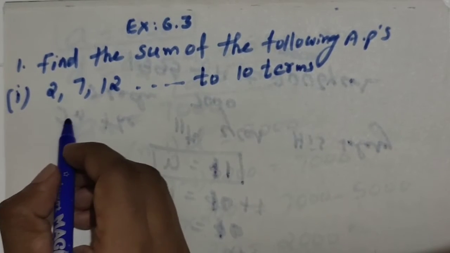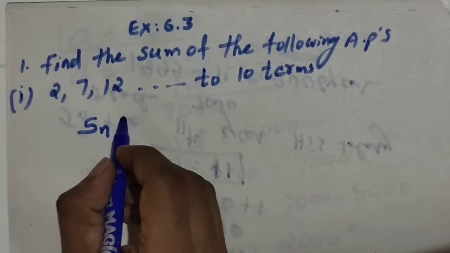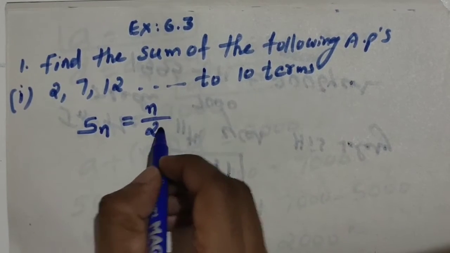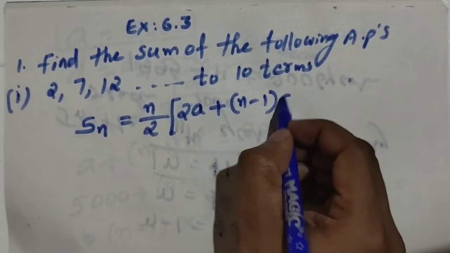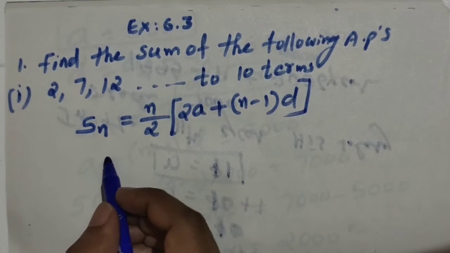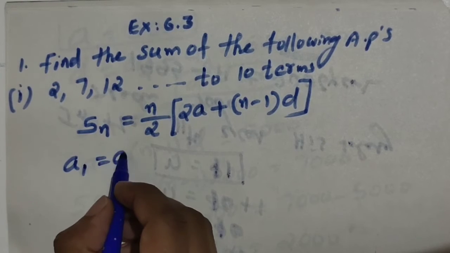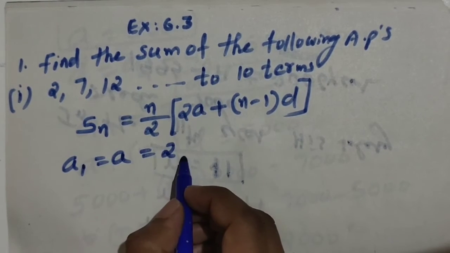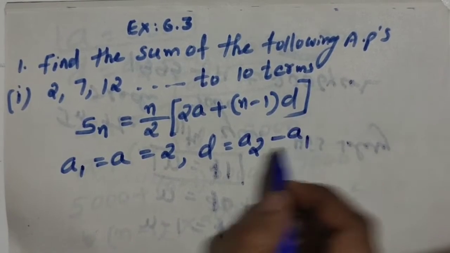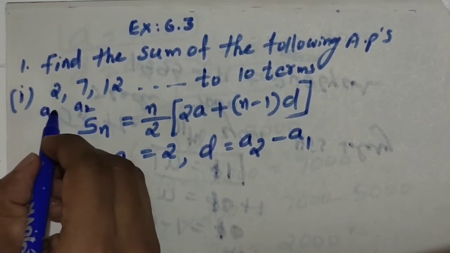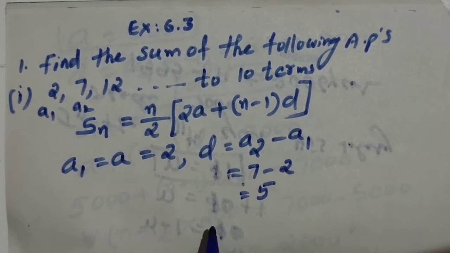Okay, so we have to use here the Sn formula. What is the formula? Sn is equal to n by 2 into 2a plus (n minus 1) into d. So here we need the first term a, that is a1 is equal to a is equal to 2, and then d, we know the difference between the consecutive terms, that is a2 minus a1. That is simply 7 minus 2, which is equal to 5.